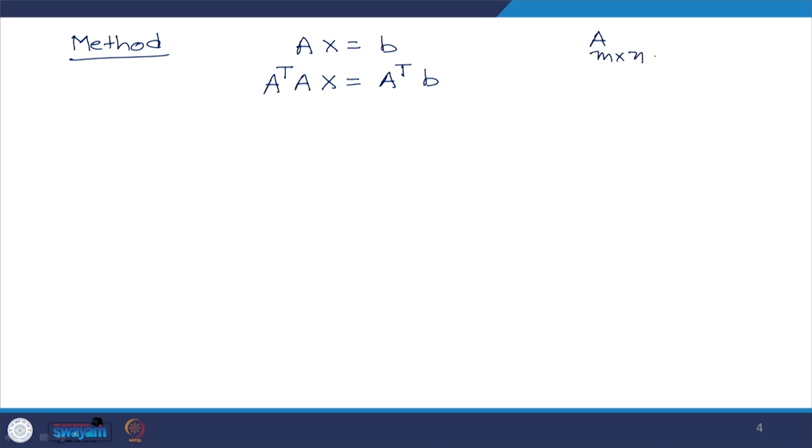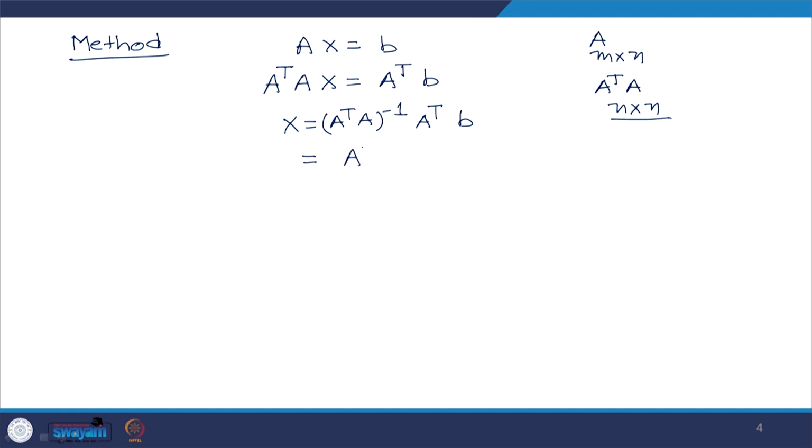The easiest way is, we have Ax = b. What you do is multiply both sides by A transpose. So, AᵀAx = Aᵀb. Here A is an m by n matrix, then AᵀA will become an n by n matrix. If the rank of A is n, then we will have x = (AᵀA)⁻¹Aᵀb, where AᵀA is a square matrix, and since the rank is n, it will be a full rank matrix, so the inverse will exist.